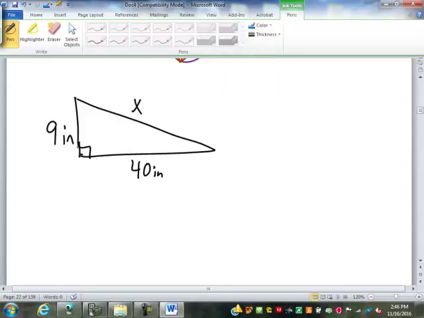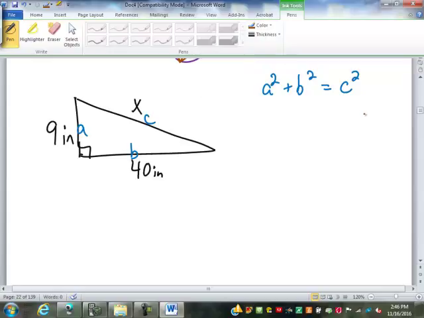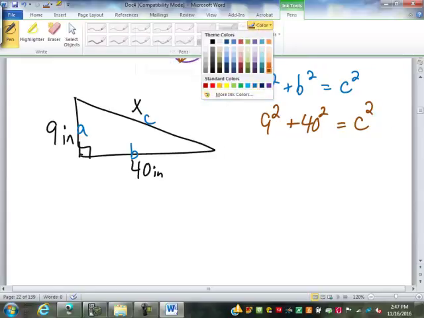The way I'm going to do that, of course, the legs are the two sides that make the right angle, so those are A and B. And right now my missing side X is side C, the hypotenuse. And at this point, I'm going to keep writing out the formula and plugging stuff in. So A squared plus B squared equals C squared. A is 9, so that's 9 squared. B is 40, so that's 40 squared, equals, I'm just going to leave it as C. I could put in X if I wanted to, but I'm just going to leave it as C for now.